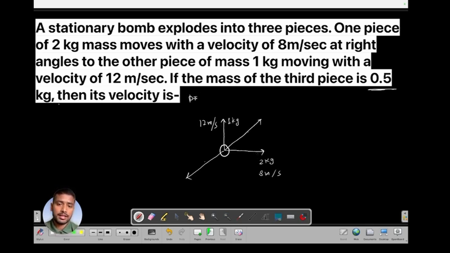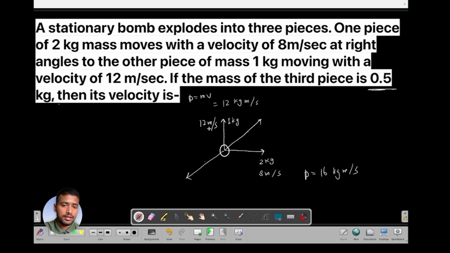Momentum is mass times velocity. So 12 into 1, or you can say 1 into 12. So the momentum of this is 12 kg meter per second. Similarly, the momentum of this, momentum is represented by the symbol P, is 2 into 8, that's 8 meters per second, so 16 kg meter per second.